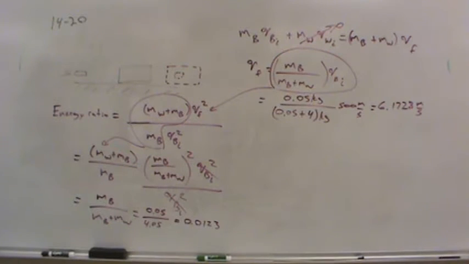Notice it's non-dimensional. What it means is that 1.23% of the energy is not, I don't want to say conserved, but stays in kinetic energy. There's not much. Okay? Does that make sense? Yeah, I see confused looks.